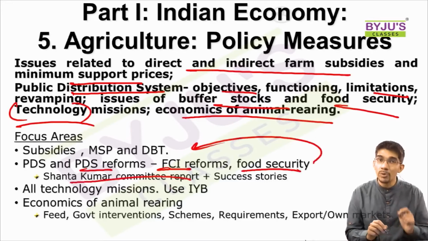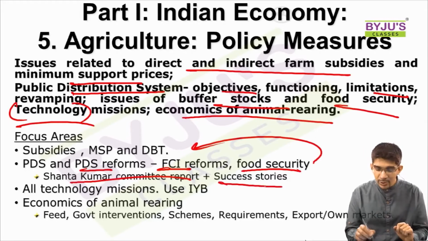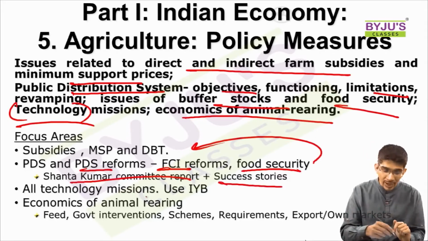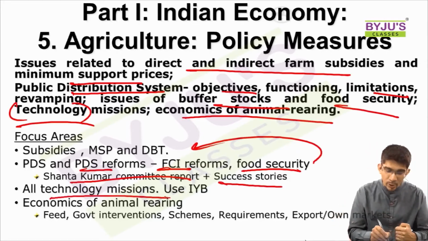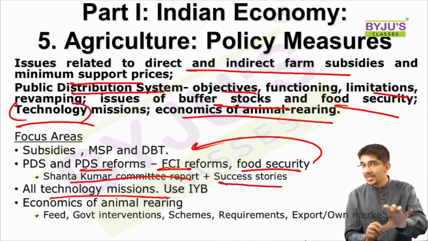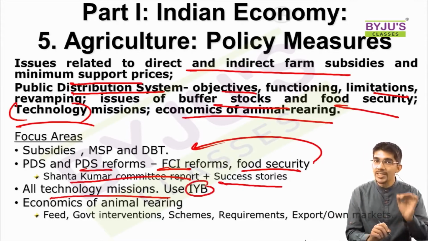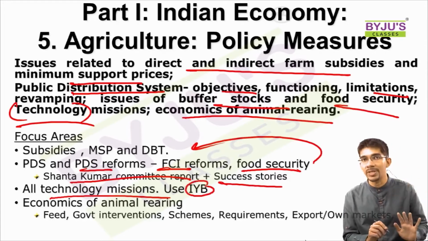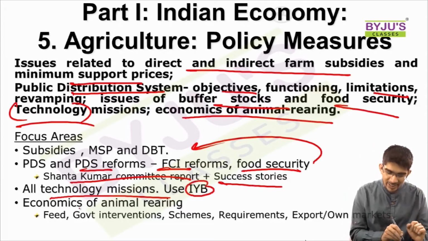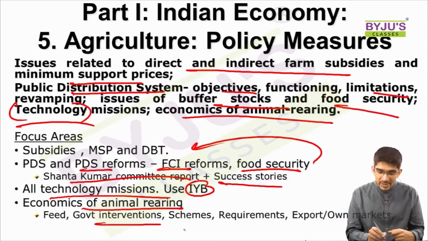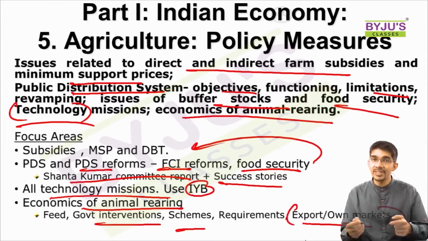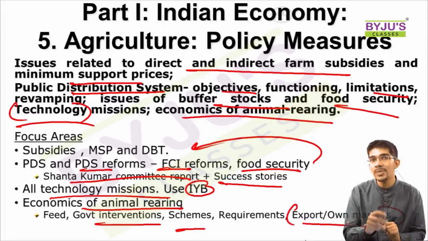Shanta Kumar committee report becomes an important source here. You can also look at some of the success stories of how things have been implemented and people have benefited from it. All the technology missions related to improving agriculture are vital. So India Yearbook has a comprehensive section on this. You can go through that particular section. And economics of animal rearing, which is the associated area to agriculture. So any government intervention, any scheme, should we export versus create our own markets? Now some of these things become focus areas.